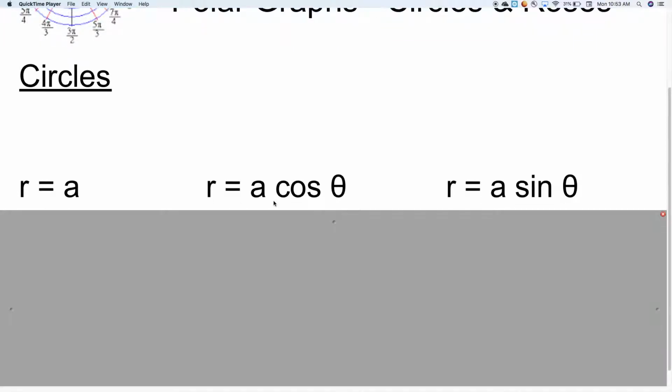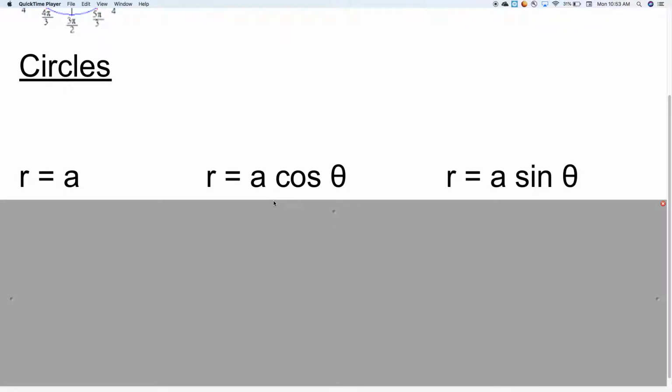So there's 3 equations, 3 versions of a circle. You should write these down in your notebook. R equals A, R equals A times cosine theta, and R equals A times sine theta.